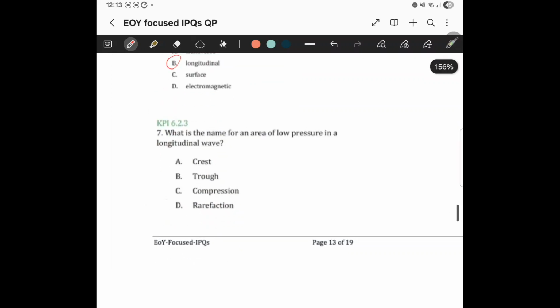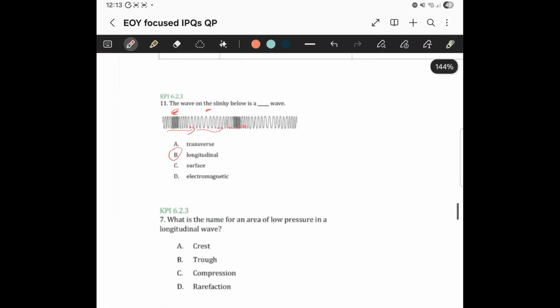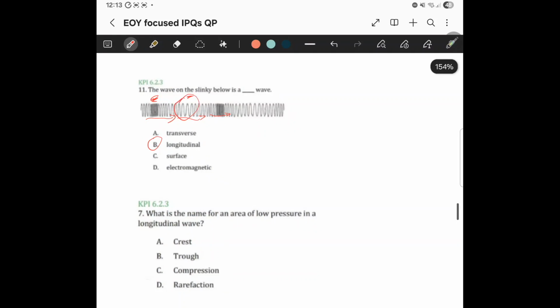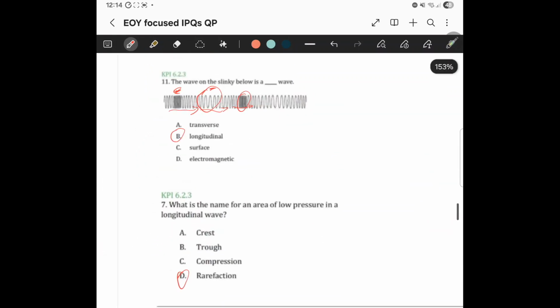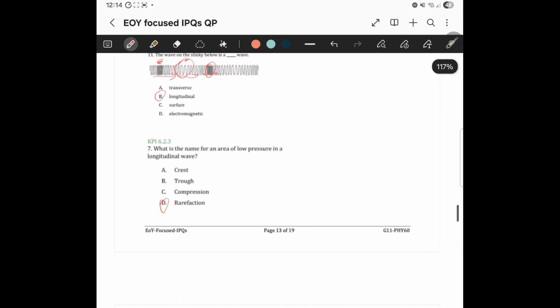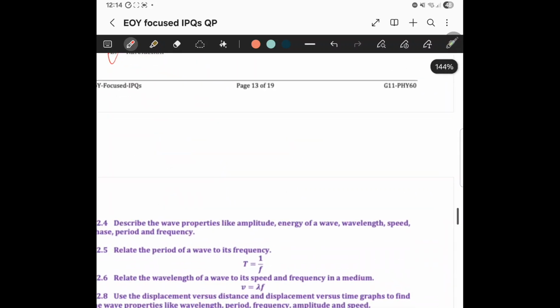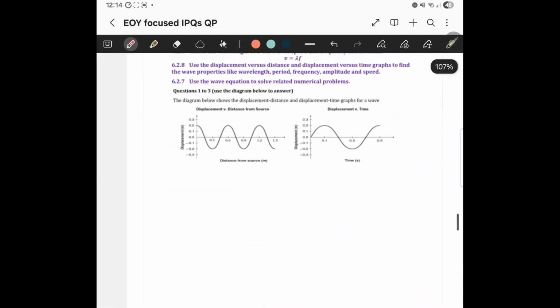Very nice. What is the name of the area of low pressure in a longitudinal wave? Low pressure, that is when they are not close together, they're quite far away. That is this part here, that's low pressure, and we call that rarefaction. Compression is high pressure when they're really close together. Crest and trough, those two are for the other waves, the transverse.